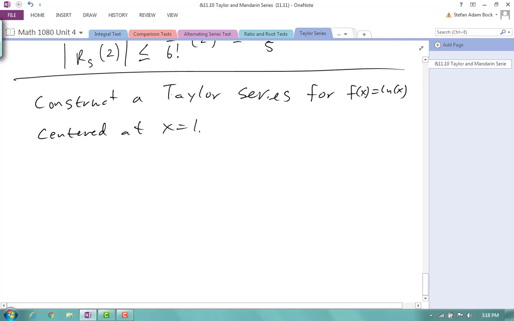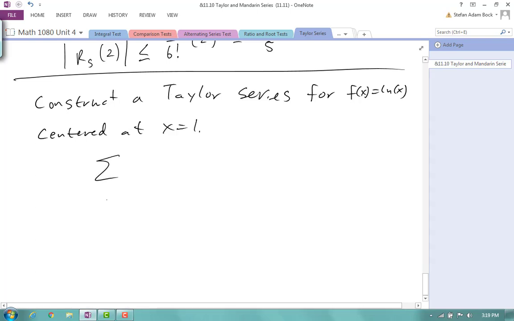Let's find the Taylor series for natural log of x, and we'll center it at x equal to 1. And the reason I chose x equal to 1 is because the function and its derivatives are going to be easy to calculate at x equal to 1. I could center it further out, like at x equal to 5 or something, but I don't know what natural log of 5 is. I could center it at e because I know what the natural log of e is, but the derivative of natural log of x is 1 over x, and I don't know what 1 over e is.